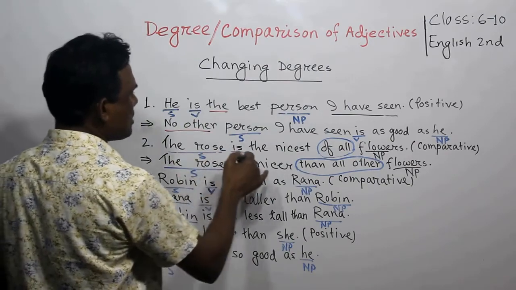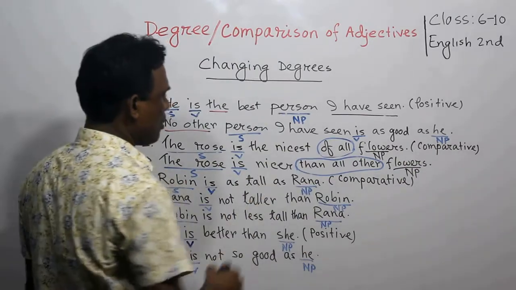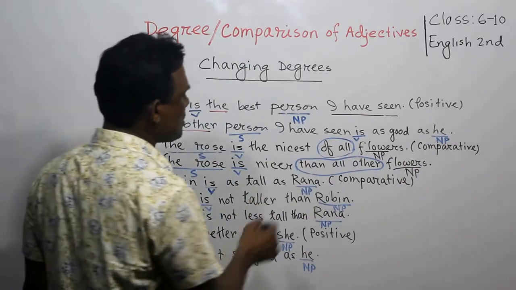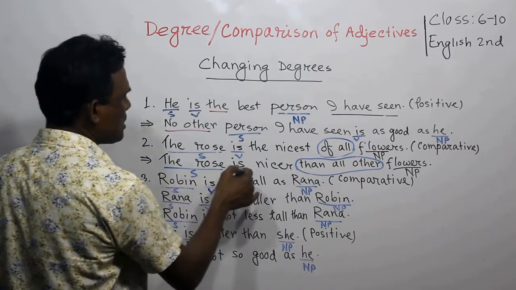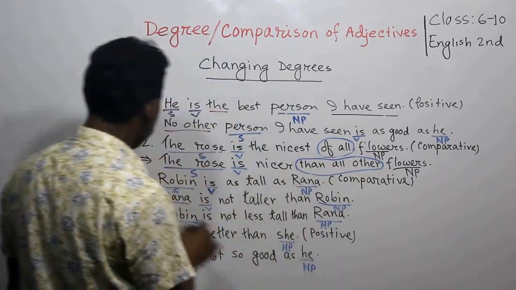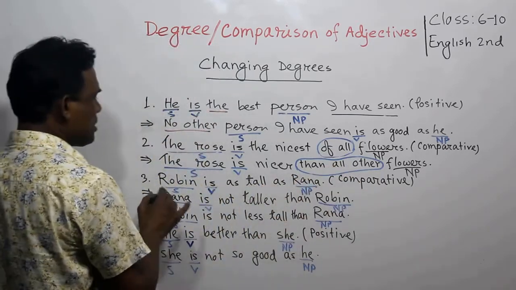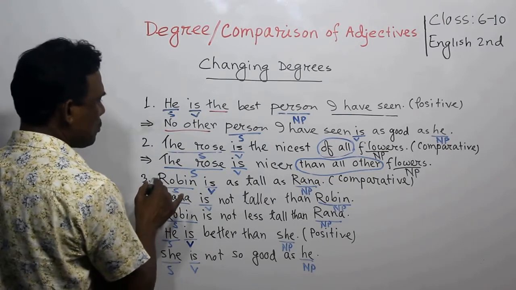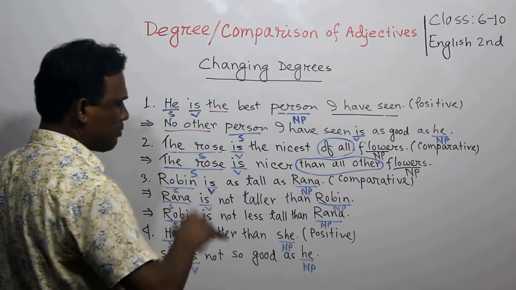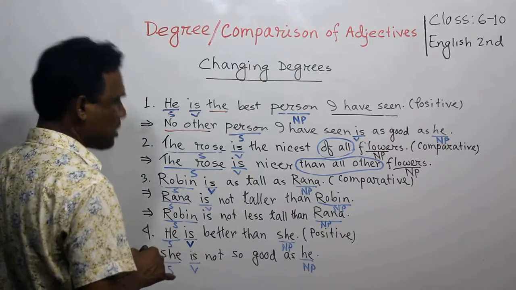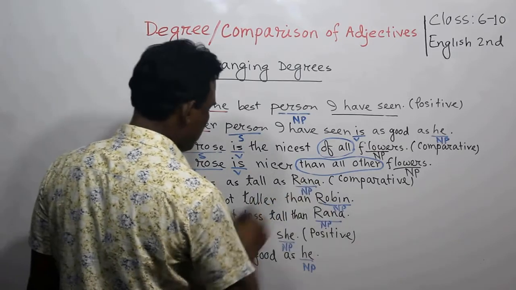Number 2: The rose is the nicest of all flowers. Make it comparative. When you find of all after the superlative degree, you can use than all other to make comparative. So, its answer is: The rose is nicer than all other flowers. Number 3: Robin is as tall as Rana. Make it comparative. You can see the sentence does not start with no other or very few. In this case, the affirmative sentence will become a negative one and the negative sentence will become an affirmative one. So, its answer is: Rana is not taller than Robin.